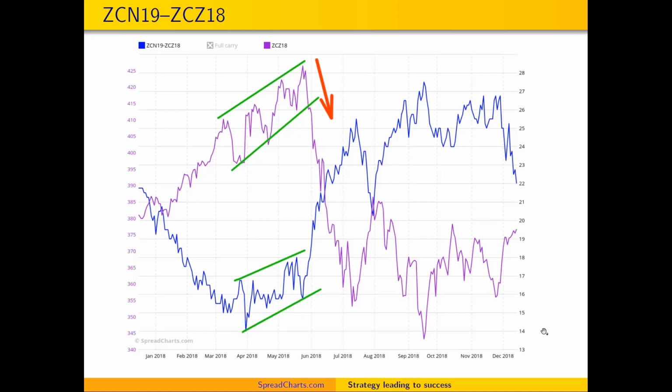Rising bear spreads indicate the market is weak and sooner or later the change will come. And it did. The current price fell off a cliff eventually. That, in turn, further supported our bear spread.